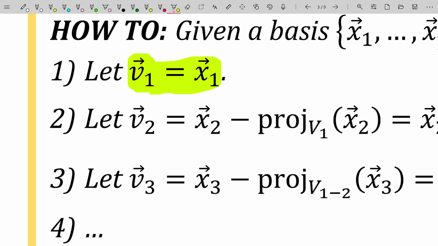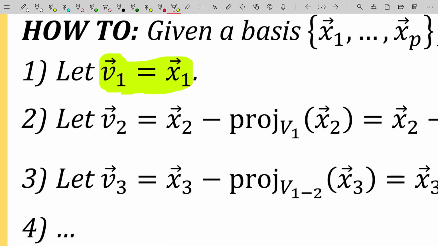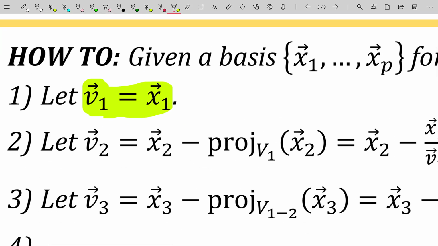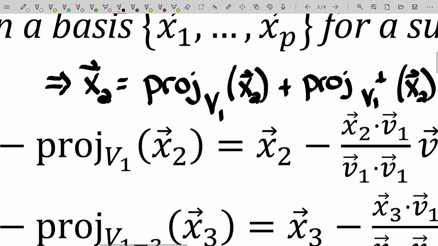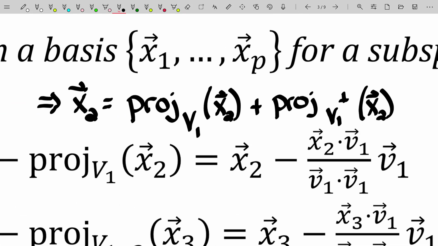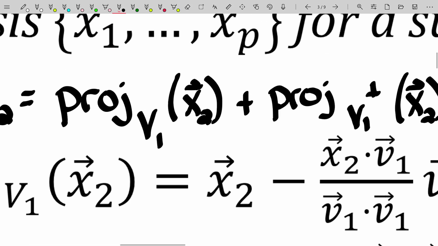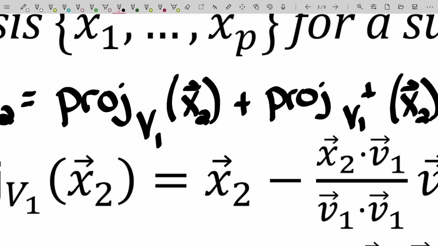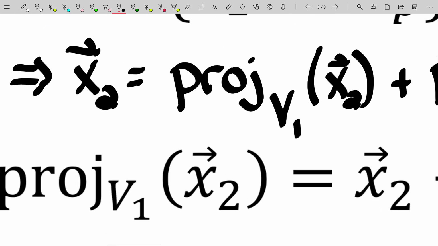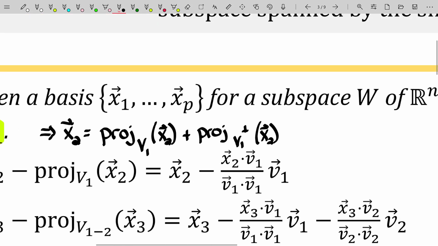Now, before I go to step 2, I want to convince you of something. If x sub 2 is not in the subspace spanned by x sub 1, which is the same thing as v sub 1, then x sub 2 must be the sum of these two projection vectors: the projection of x sub 2 on the space spanned by v sub 1, plus the projection of x sub 2 on the space spanned by v sub 1 perp, or a vector perpendicular to v sub 1. However, if you subtract the projection of x sub 2 onto the space spanned by the vector v sub 1 from both sides, you get the following.